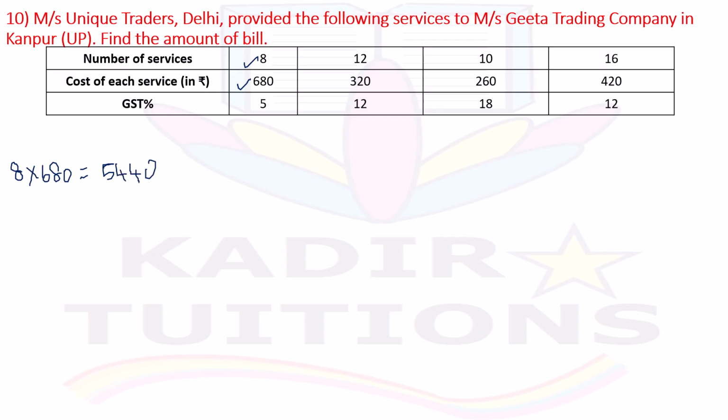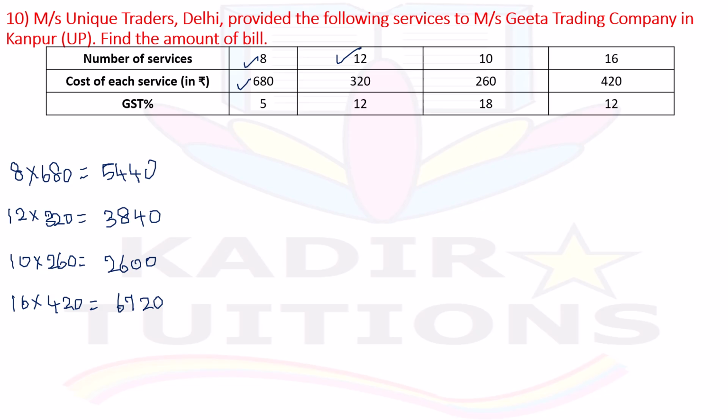And the second service, number of services is 12, and the cost of each service is 320 rupees. So if we multiply 12 into 320, we'll get the answer as 3,840. And the third type of service, total number is 10 and price for each service is 260. So it's going to be 2,600. And the fourth type of service, total is 16 and cost per service is 420. So the result is 6,720.